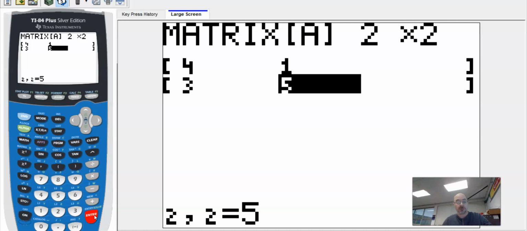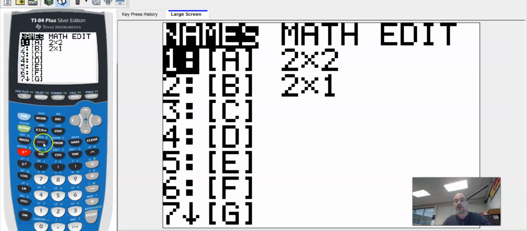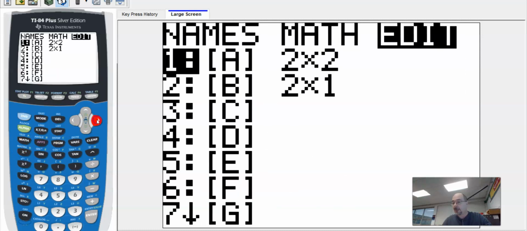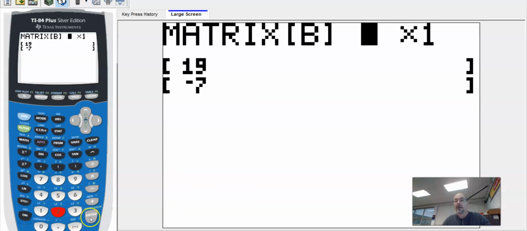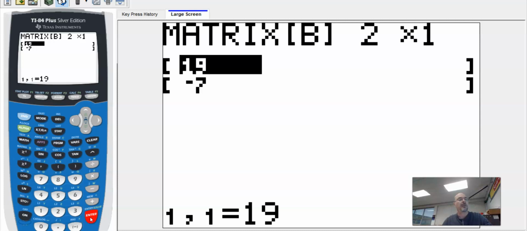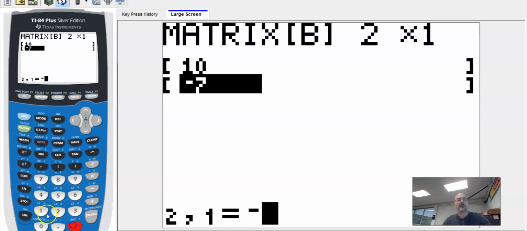Okay, now I'm going to put matrix B in. So again, I got to start over. I got to go second, go to the matrix, go back to edit, and this time pick number 2, matrix B. All right, it's a 2 by 1. And we're going to go ahead and put 10 and negative 1 in. And make sure you use the negative button and not the minus button. Okay, I'm done. I've got it typed in.